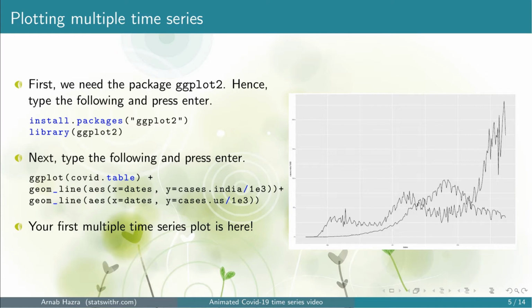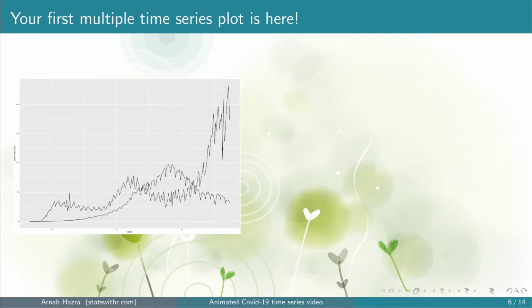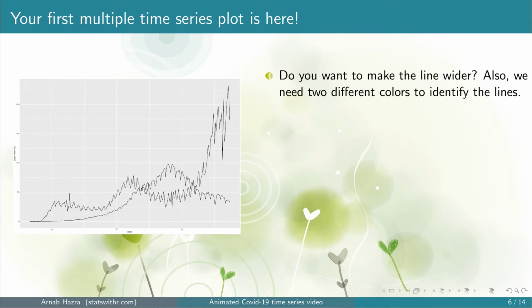When I am saving the plot using ggsave, I choose height 12 inches and width 18 inches, similar to the single time series case. Because we want the video to be in HD quality, we choose large dimensions. There are many things that we need to change. Let's do step by step. First, note that the line is very narrow and we need to make it wider. Also, we need 2 different colors for the 2 time series. Otherwise, they won't be identifiable.